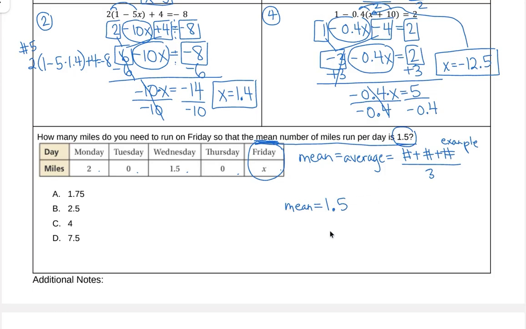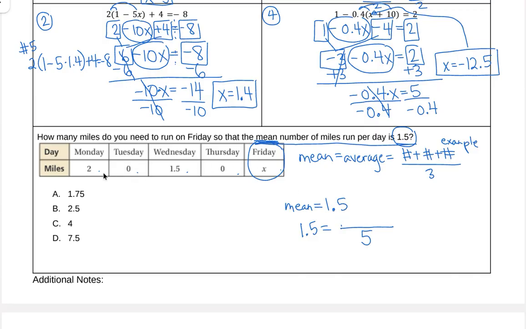Okay, so I'm going to say that I'm going to have 1.5 equals, and I'm going to have to say, okay, well, what if I were to do the average? I have to sum up the numbers and then divide by how many there are, right? So I would know that 5 goes on the bottom because I'm going to have to divide the sum by 5 because there's 1, 2, 3, 4, 5 days, right?